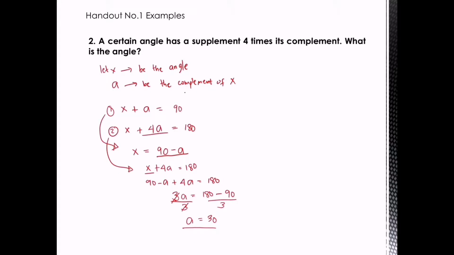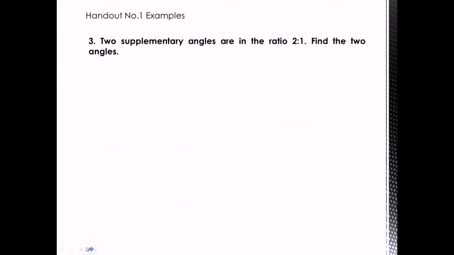So what is being asked is the angle which we let x. So from equation 1, x plus a is equal to 90. What we are looking for is x. X now is equal to 90 minus a. So that is 90 minus a, which is 30. So x now is equal to 60 degrees. So this is now the final answer. Okay. Next problem.